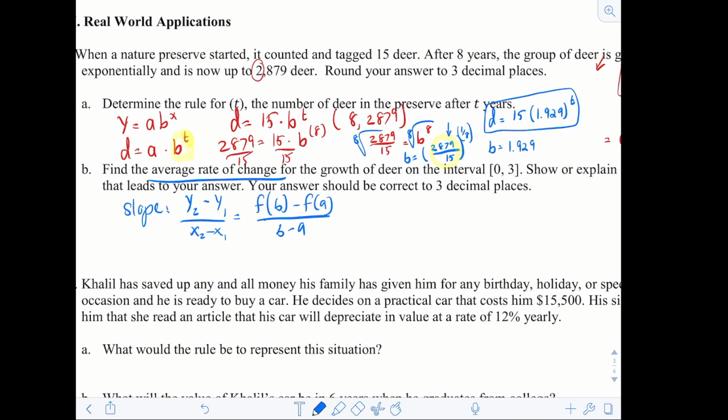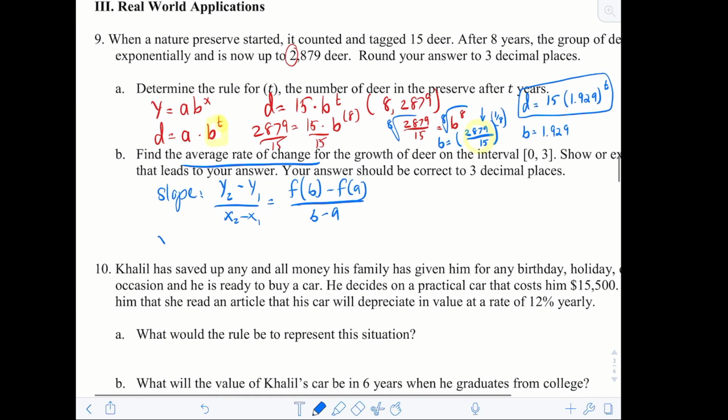So what I'm going to do here is graph this equation: y equals 15 parentheses 1.929 to the x power. So when I graph that, 15 parentheses, 1.929 to the x, and I hit graph, it's going to show me what the graph looks like, and it's going to spike up real fast.